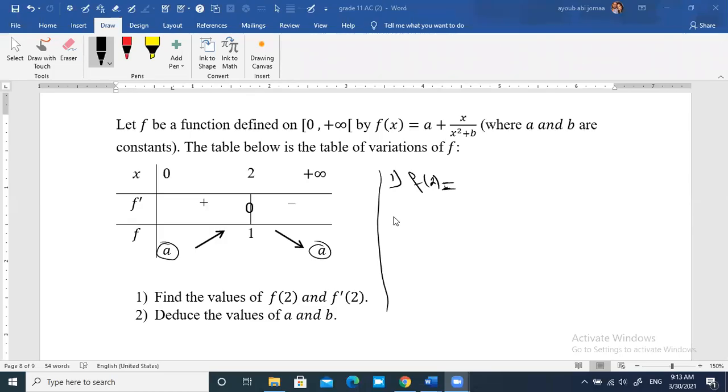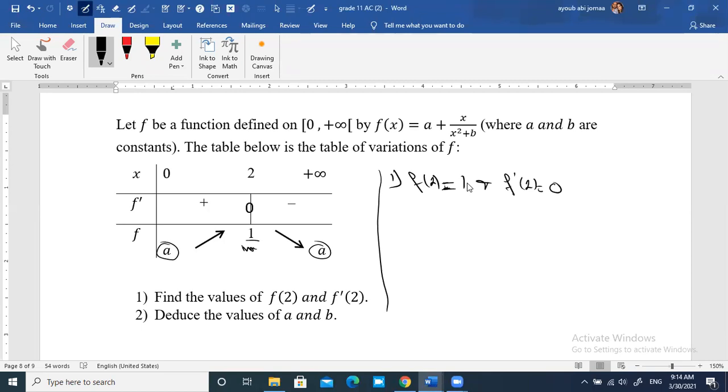Again, find the values of f of 2 and f prime of 2. F of 2 from the table is equal to 1. And f prime of 2, also from the table, is equal to 0. Here with one remark, the function is increasing then decreasing. Then here we have a maximum.